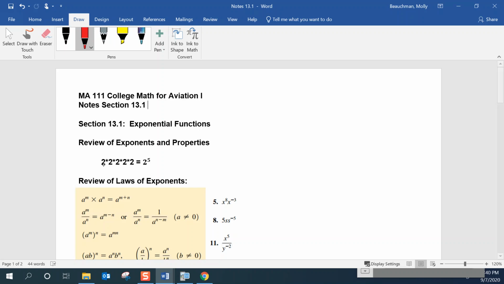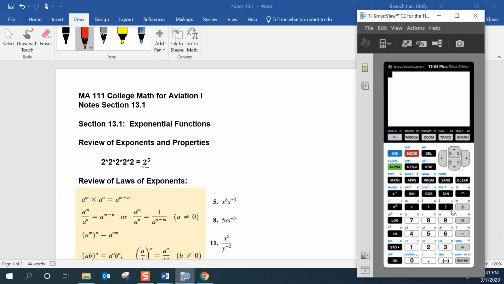For example, 2 times 2 times 2 times 2 times 2 can be written as 2 to the power of 5. On the calculator, if you wanted to evaluate what 2 to the power of 5 is, there's a power key, and it's the same in scientific. So you would have 2, the little caret key is to the power of, 5, enter, is 32. So that's what we get when we take 2 and multiply it by itself 5 times.